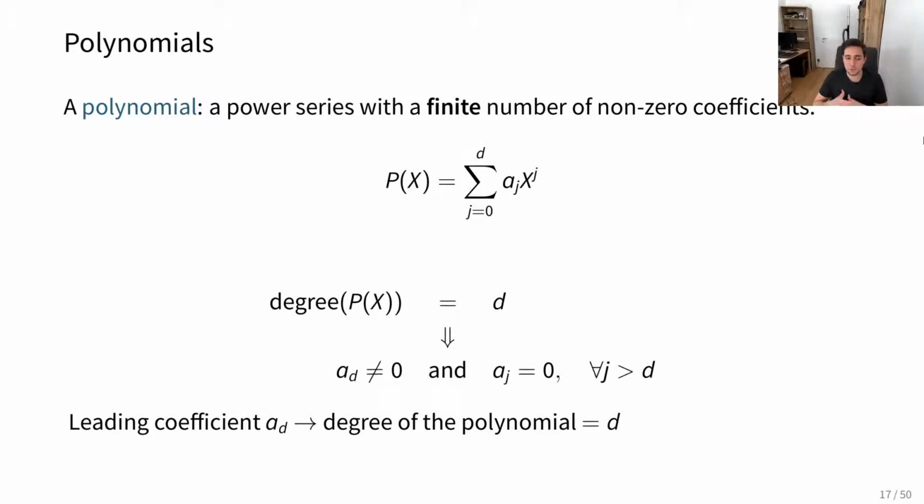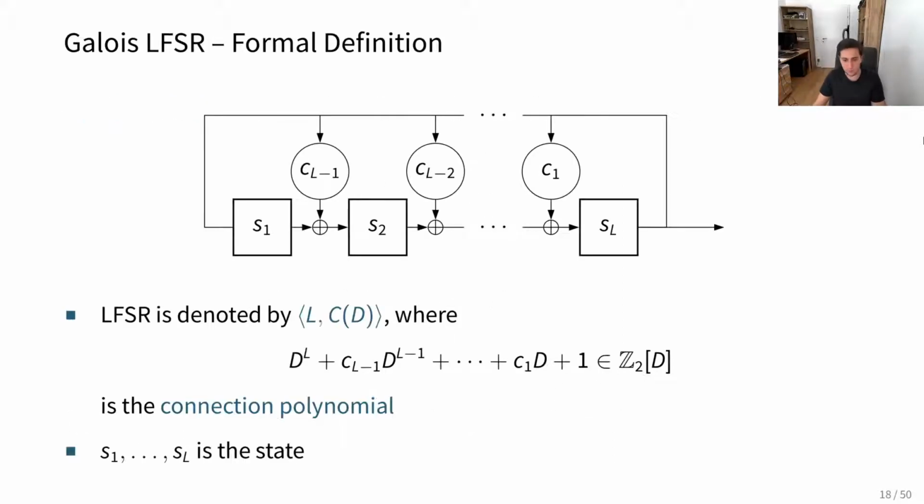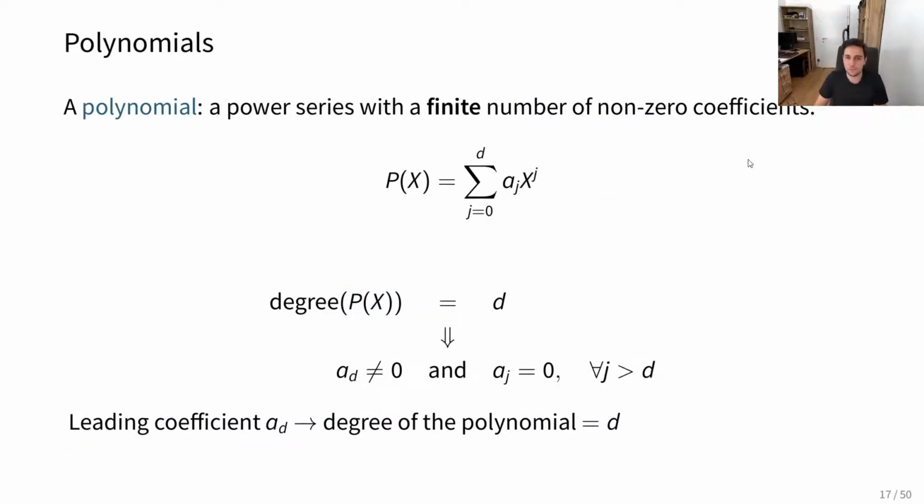Essentially, a polynomial is a power series with a finite number of non-zero coefficients. We will have some examples of polynomials later. And we should have some properties for such a polynomial. For example, we have a degree property, and we say that the degree is d if the coefficient at x to the power of d is not 0, so if it's something non-zero, then we have x to the power of j.